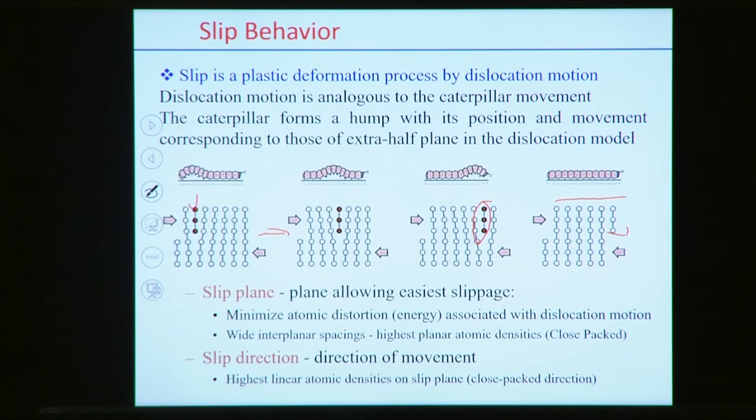And the slip direction, the direction of the movement, has the highest linear atomic density on the slip plane, the shortest lattice translation, which is basically the close pack direction. So we can conclude from the slip behavior of materials that slip will happen on the close pack plane, in the close pack direction.